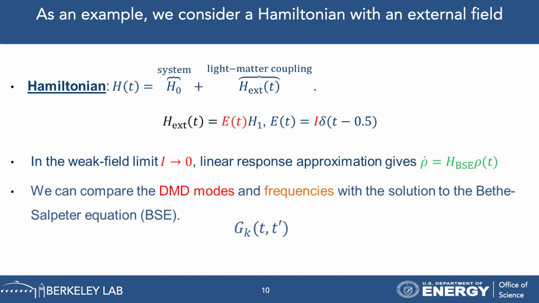As an example, we consider a system with this Hamiltonian, where H0 is a stable system Hamiltonian, and H_ext is a time-dependent external field, which is represented by this one, and E(t) is a pulse centered at t equals 0.5 with the intensity given by I.